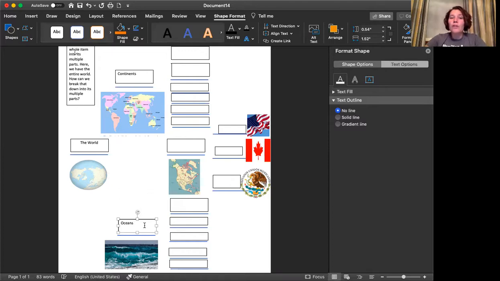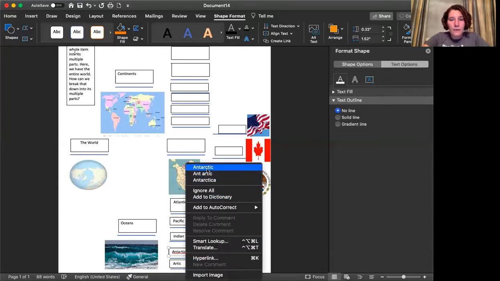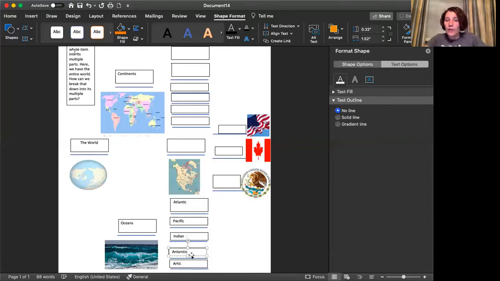Now, what are some oceans that make up the world's oceans? Well, we have the Atlantic, we've got the Pacific, we've got the Indian, and let me think about that for a second. We have the Antarctic Ocean, and then we have the Arctic. And there we go. Okay, so those are the oceans that make up all of the world's oceans.